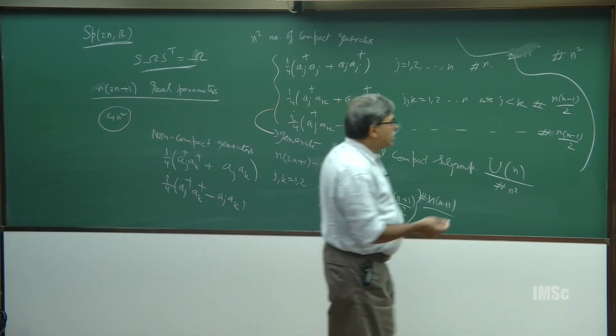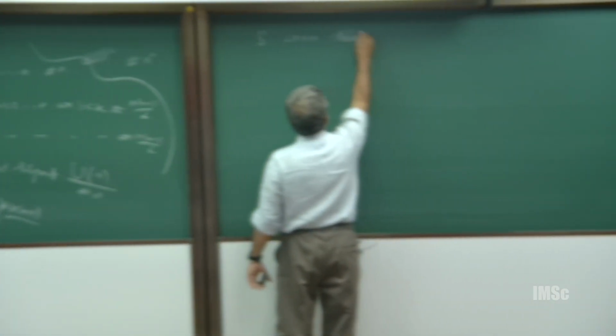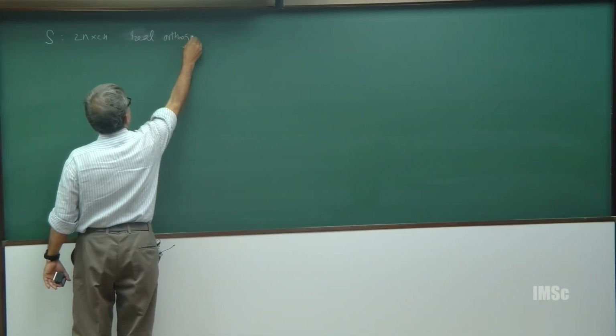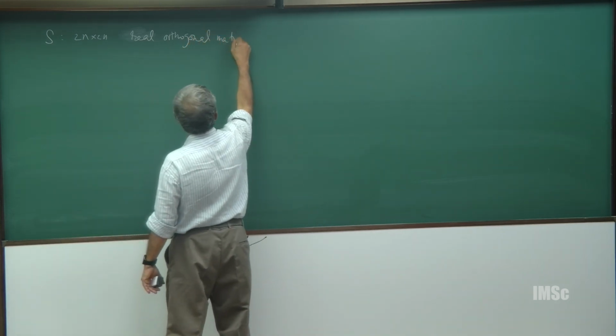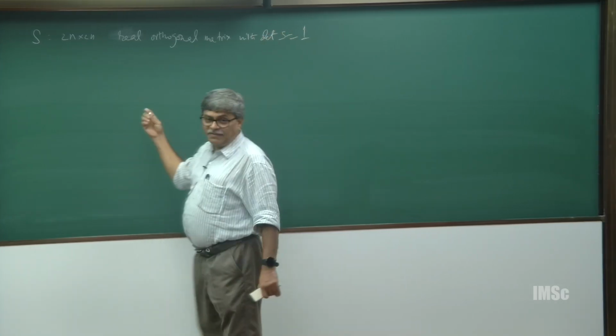Okay. So now we have already noticed that if I take an S which is a 2n cross 2n real orthogonal matrix with determinant of S equal to 1, this means that S is an element of SO(2n), the rotation group in 2n dimension.